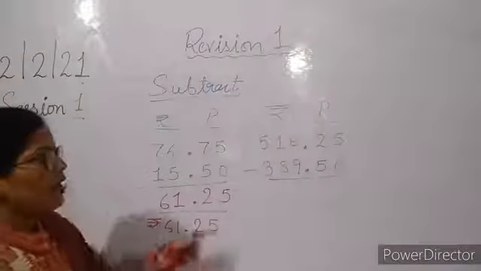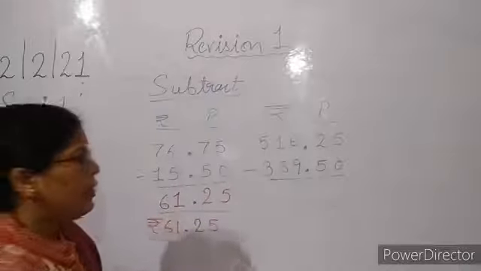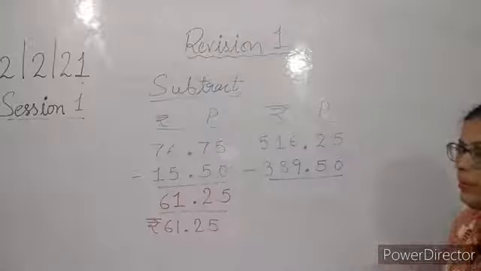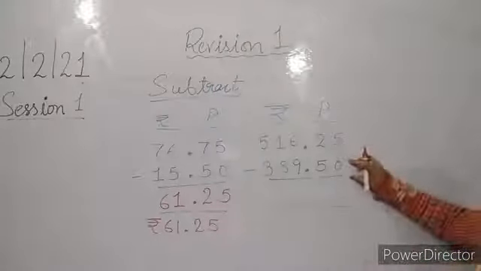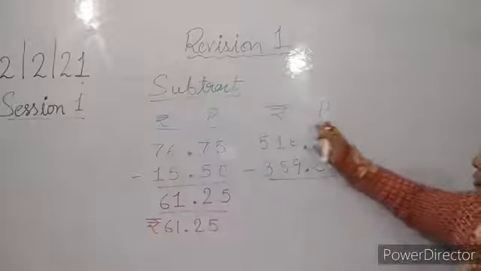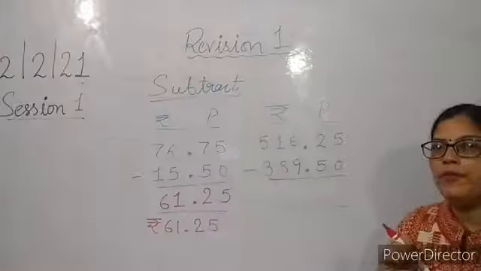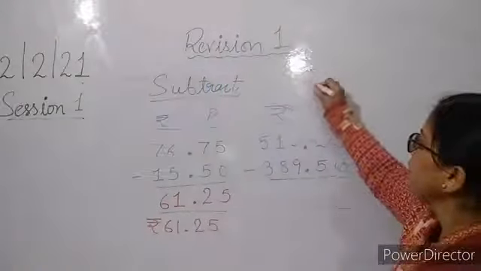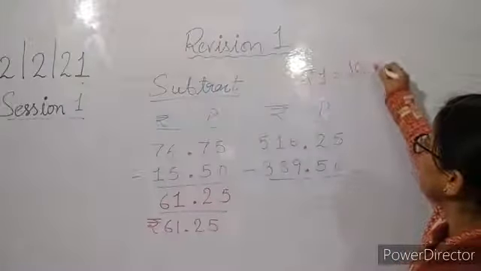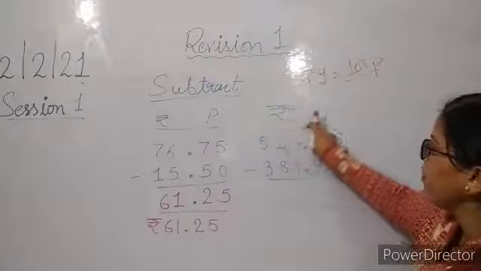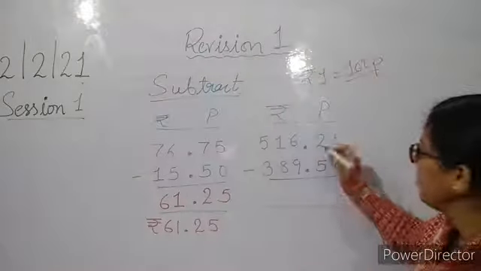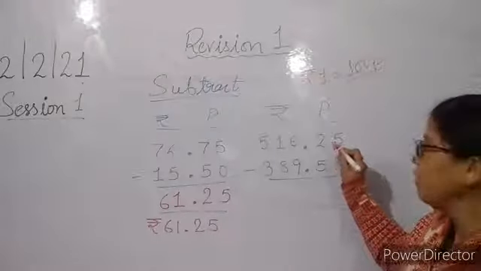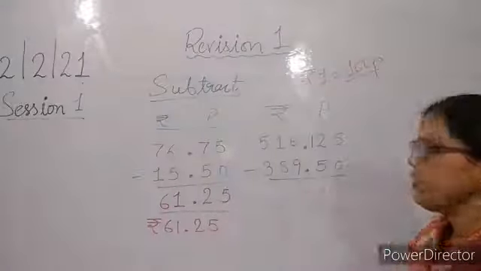Now see this next amount. Here the paise amount from which we have to subtract is smaller than the other number. 25 is smaller than 50, so we need to borrow from the rupees amount, and we'll borrow rupee 1. So rupee 1 is equal to 100 paise. When we borrow rupee 1 from the rupees amount, it will get converted into 100 paise, and 100 plus 25 here will become 125.